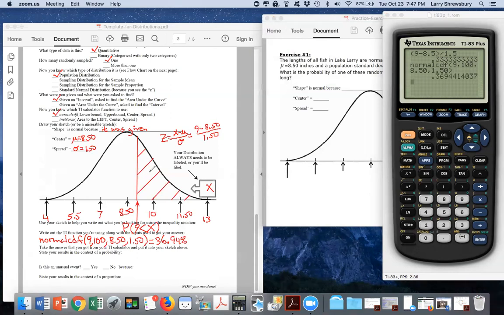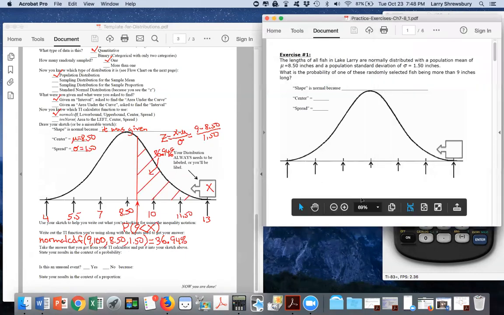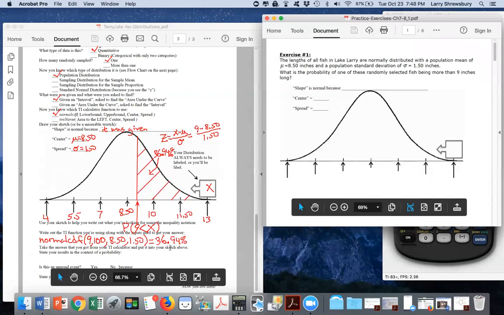And to really reinforce that, you can say to yourself, yeah, that looks pretty reasonable. It's less than 50%, and it's not unusual, way more than 5%. Now, of course, you're asked to state the results in context. So let's go back here so you can see the context. We're talking about the fish in Lake Larry.